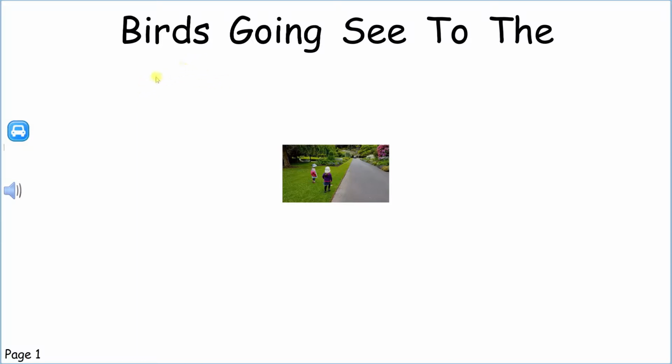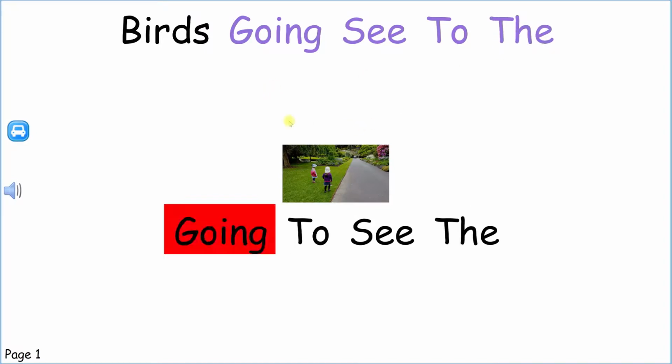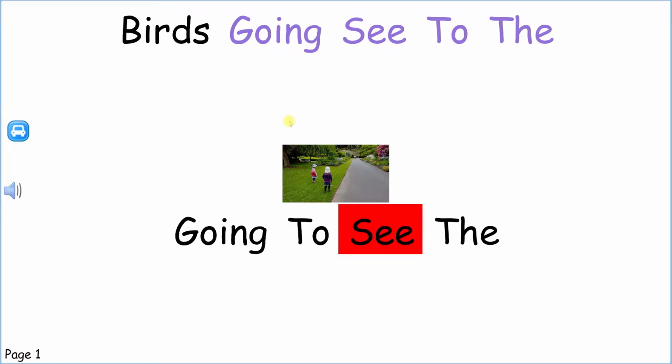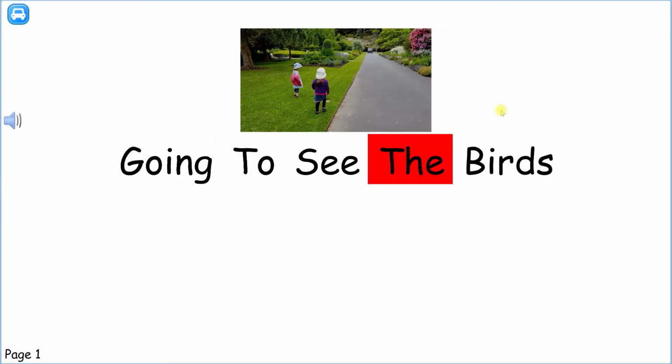So click on going. It's asking for the word going. If I select the wrong word, it will just ask me for the right word. Going. Click on to. Going to. Click on see. Going to see. Click on the. Going to see the. Click on birds. Going to see the birds.